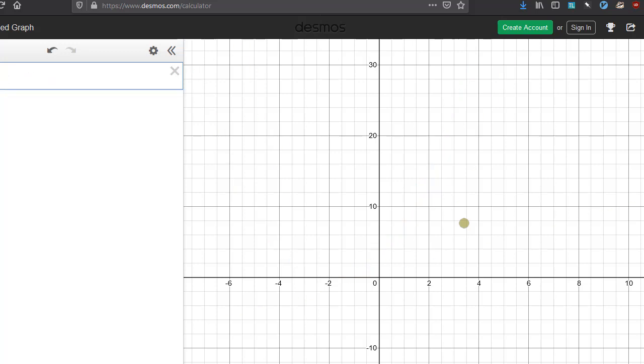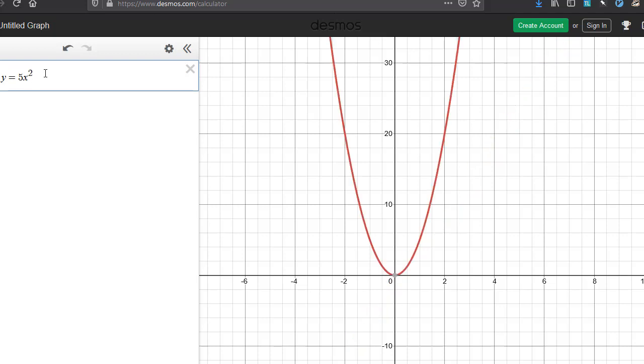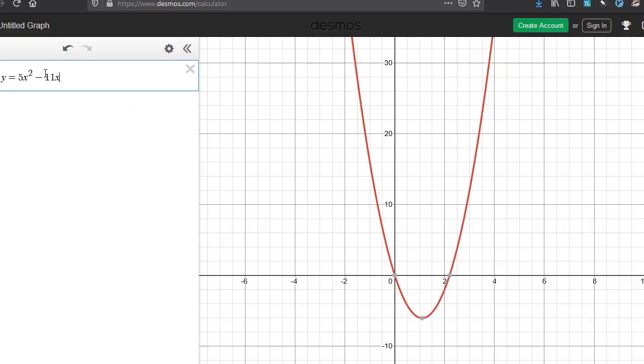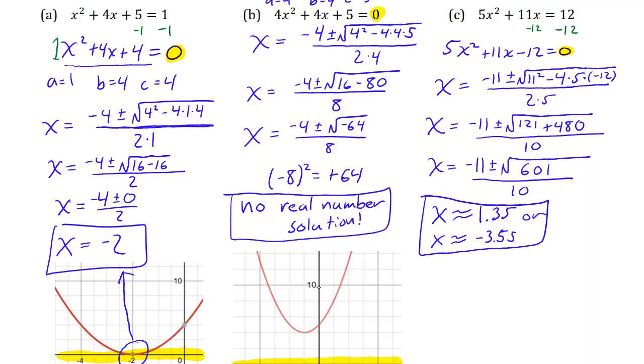We're going to have y equals 5x squared, what was it, minus 11x, plus 11x, excuse me, minus 12. And here's your two solutions. We have 0.8 and negative 3. I must have made a mistake. Let's see where that mistake is.